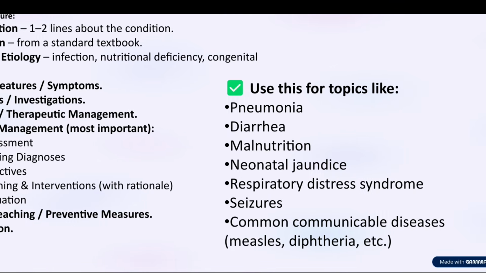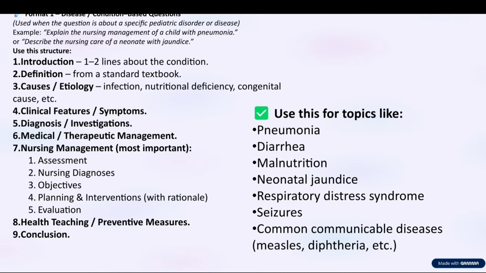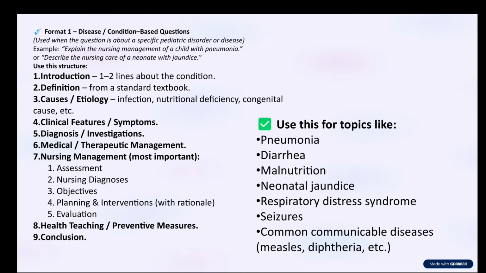And what are the topics used for this type of format? Pneumonia, diarrhea, malnutrition, neonatal jaundice, respiratory distress syndrome (RDS), seizures, and common communicable diseases. These are the common disease conditions. For those, you need to use this type of format.